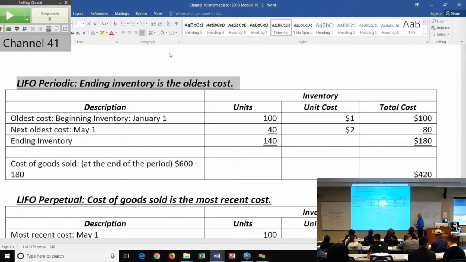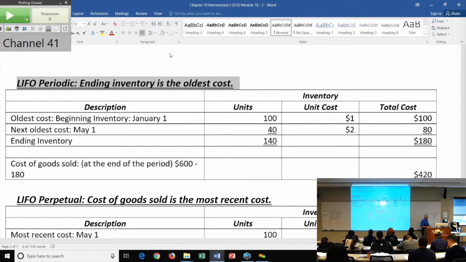So, LIFO periodic, as we said, is flawed, theoretically incorrect, because it's using prices that didn't exist when the sale took place. Does anyone not capture that or see that? That you're actually using a $3 price that did not exist when you sold those units. And that's the flaw in LIFO periodic.